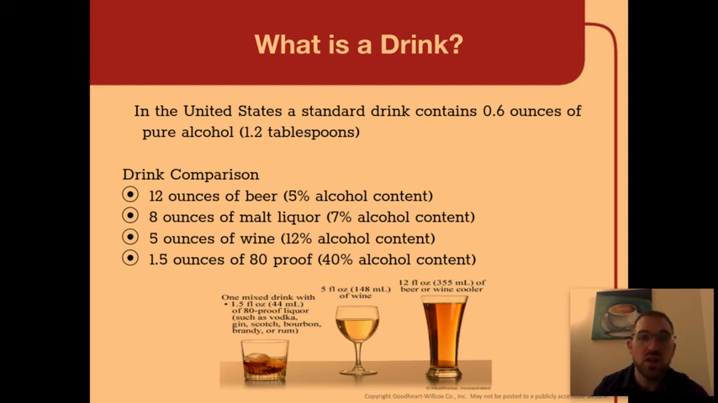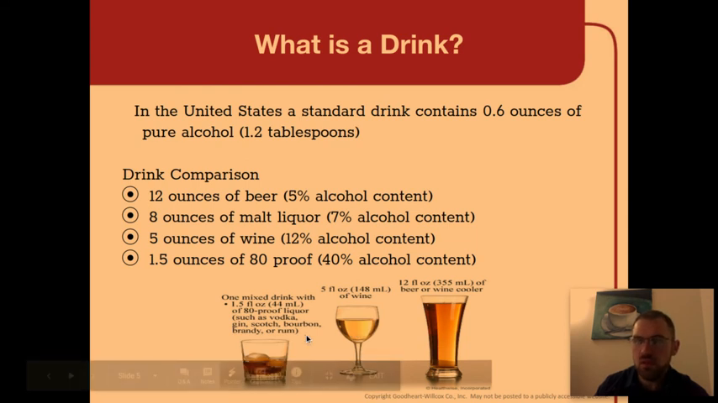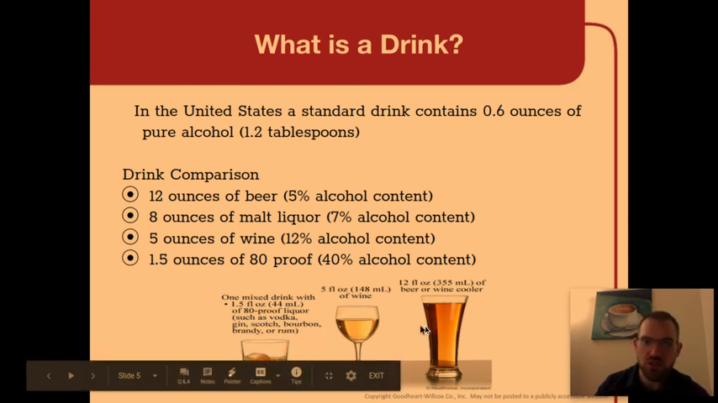So, what is a drink? In the United States, a standard drink contains 0.6 ounces of pure alcohol. So then that could be dispersed throughout, right? So 12 ounces of beer might have 5% alcohol content, 8 ounces of malt liquor, 5 ounces of wine, 1.5 ounces of 80 proof alcohol. All of that might actually be the same amount of alcohol. It's just spread throughout very differently.